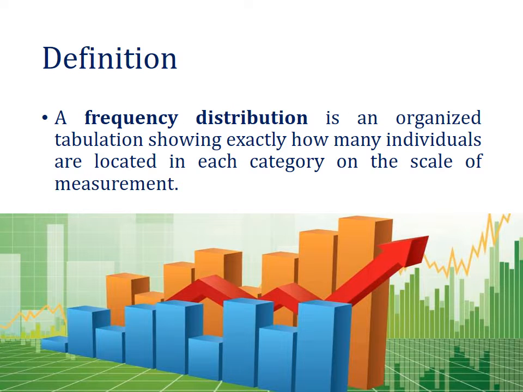Basically, a frequency distribution is a well-combined, well-tabulated and well-organized form of data, presented in a table. After that we present the data in a graph, showing how many individuals are located in each category on the scales of measurement. As you know, we have different types of scales: nominal, ordinal, interval and ratio scales. After collecting data, researchers organize and combine the data and represent it in frequency distribution tables and graphs. That is basically called a frequency distribution.